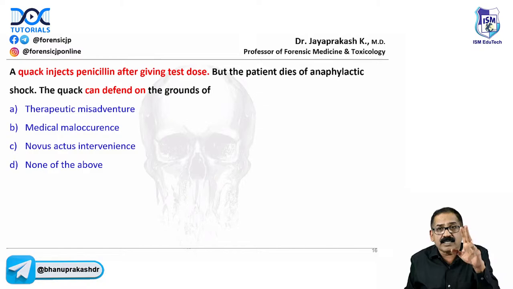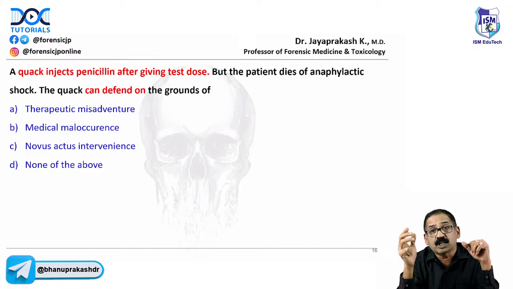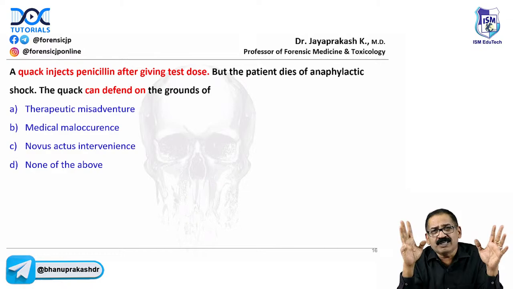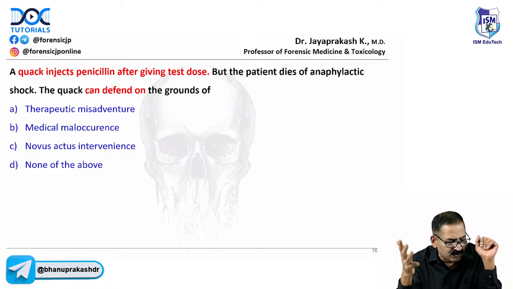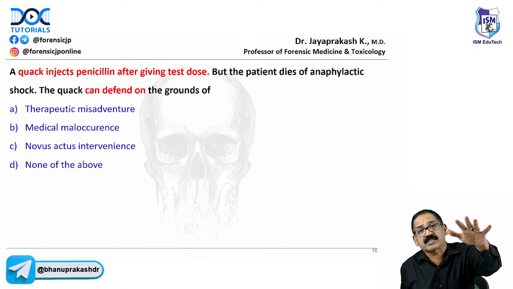A quack injects penicillin after giving a test dose, but the patient dies of anaphylactic shock. The quack can defend on the grounds of... See, the McNaughton rule is not there in India. Section 84, now section 22, is derived from McNaughton's rule. That's all. Now you forget about that. I told you it has been changed. Most probably, they may not ask.